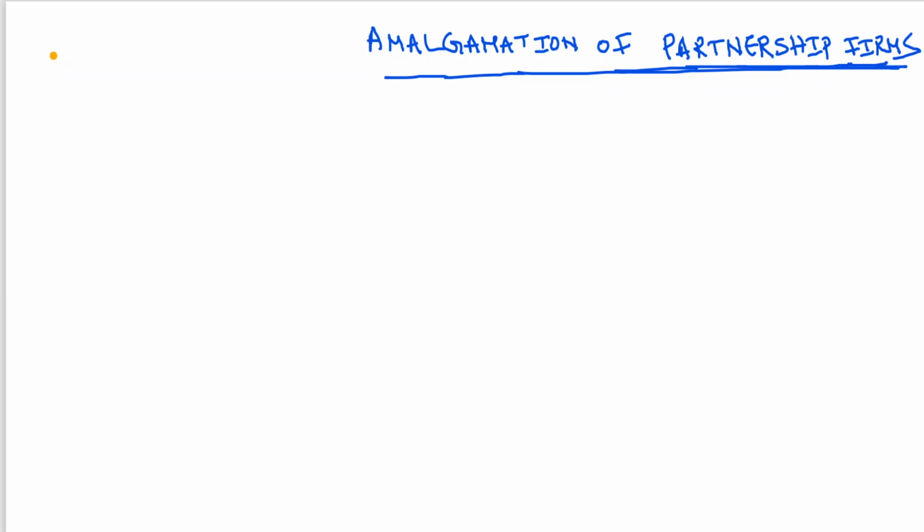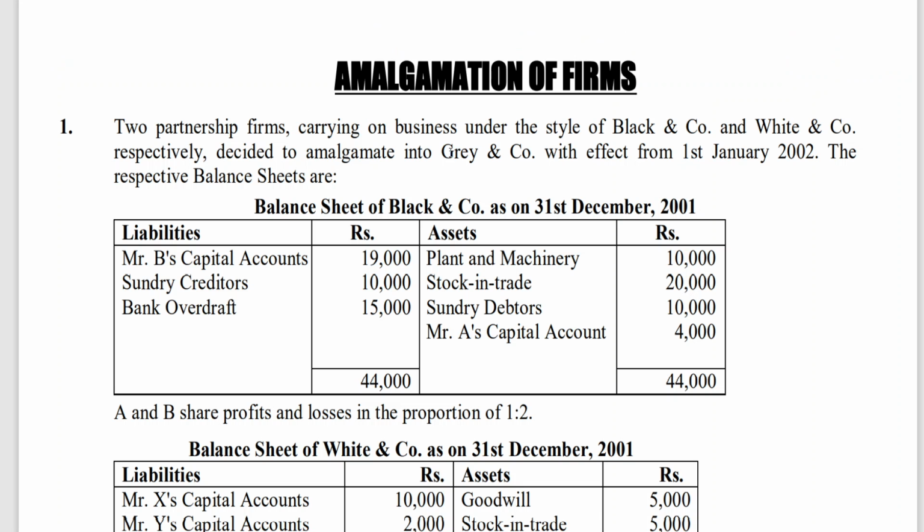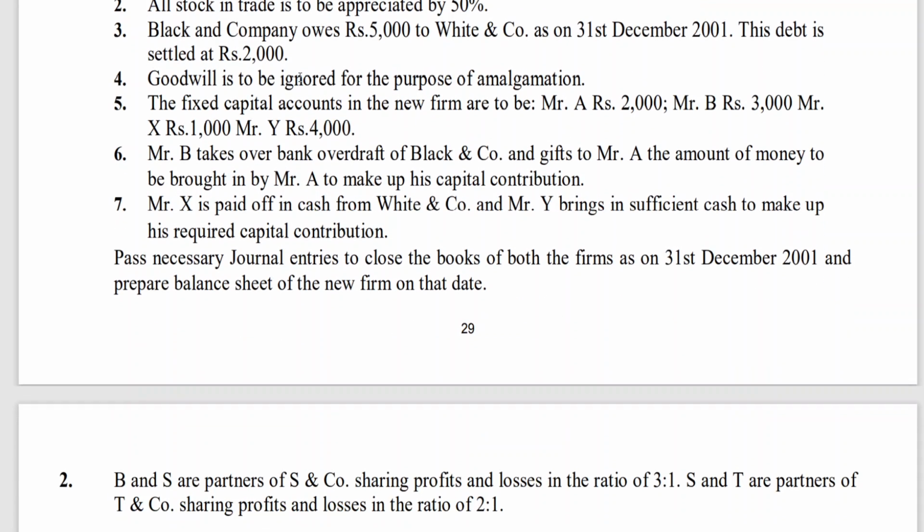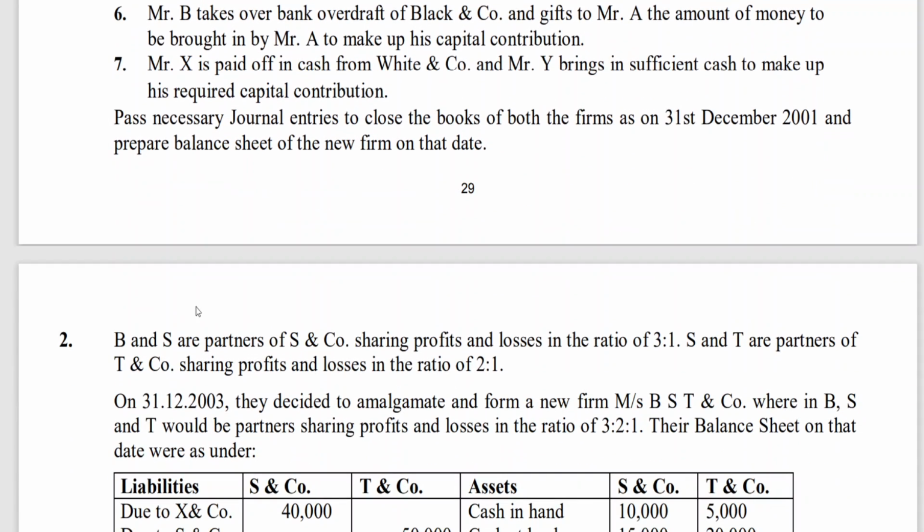Actually, I told you that we have two problems in this amalgamation of firms. You don't have many models. Most probably, this model has been repeated a number of times, around 7 to 8 times. So we have only two problems actually.